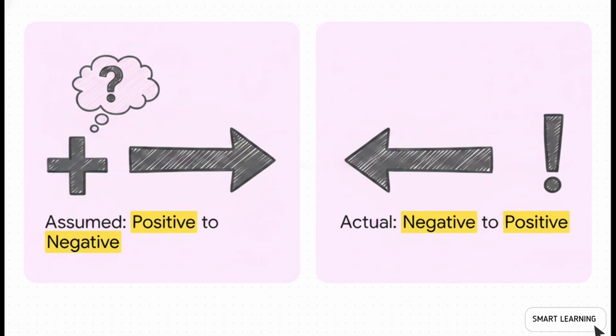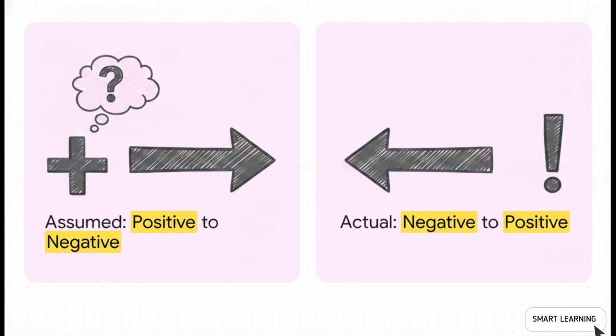Scientists adopted this positive to negative direction way before they actually discovered electrons. Once we finally did discover them, we realized, wait a minute, electrons are negatively charged, which means the actual flow of electrons is moving from negative to positive. It's wild, but because of this massive historical mix-up, the old convention just kind of stuck. We still use conventional current for circuit analysis today, even though the actual physical electrons are moving in the exact opposite direction.